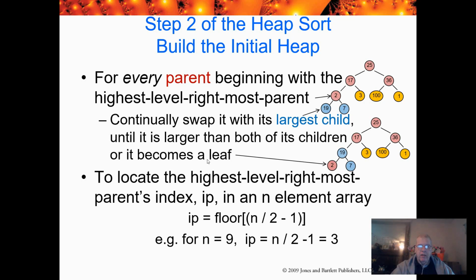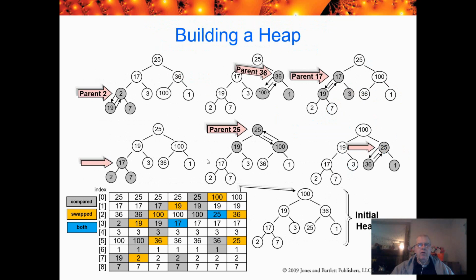So there is a formula. The floor of n over 2 minus 1 is the highest level rightmost parent. So here's a discussion of building the whole heap. At the top, first we start with 2. We swap 19 into position 2 to make it into a heap. And then we go to the rightmost highest level remaining parent. We've already dealt with 2, so we go to 36. That's the next parent, rightmost highest level parent. And we see that 100 is greater than 36, so we swap it in.